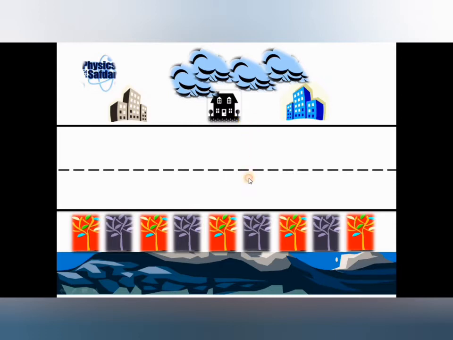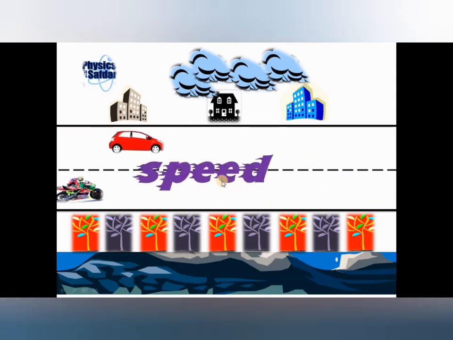So look at this screen. What do you see? You can see different objects on the road. They are in motion. But one thing between them, they are not moving the same. Some objects are moving faster than the others. So to describe the situation, we use a word that is called speed. So this is the topic of the day.